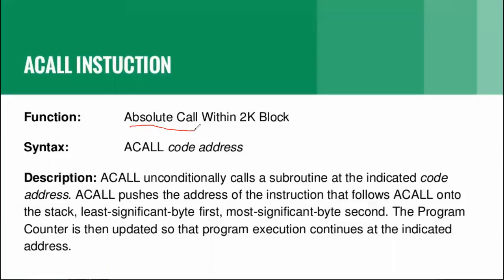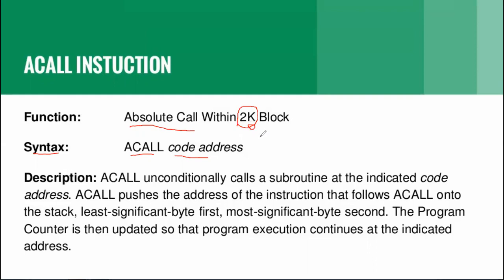Absolute call. The jumping range from the main program to a particular address is within 2 kilobytes. That means the subroutine program is written within 2 kilobytes of the memory locations. What is the syntax? ACALL code address. Simply we give the address, and that address should be within 2 kilobytes of the memory location.